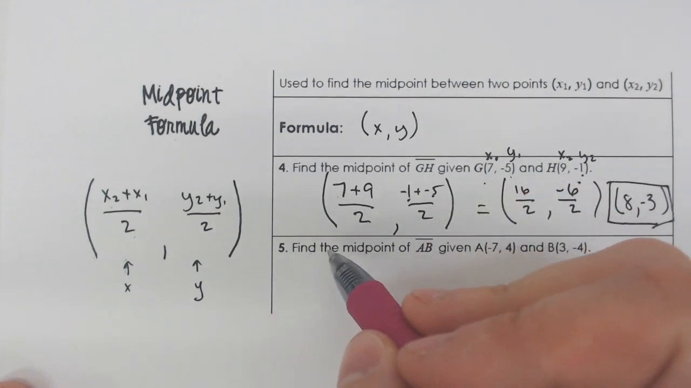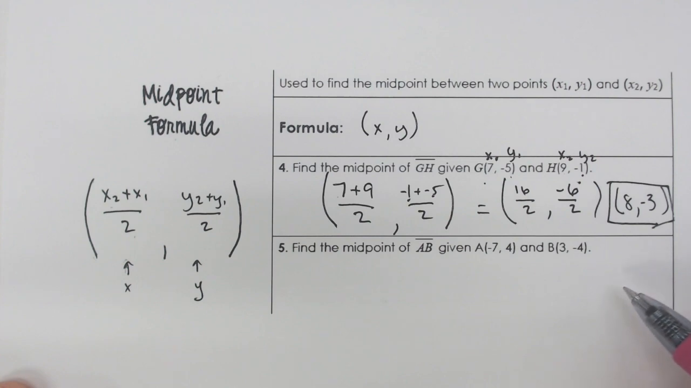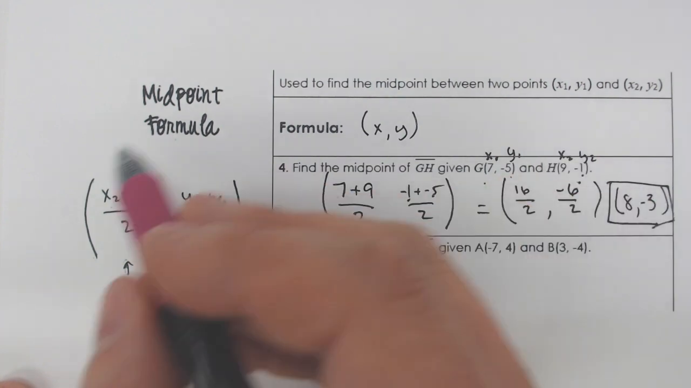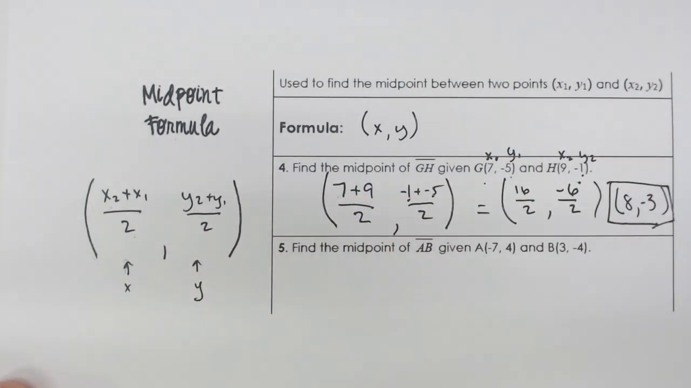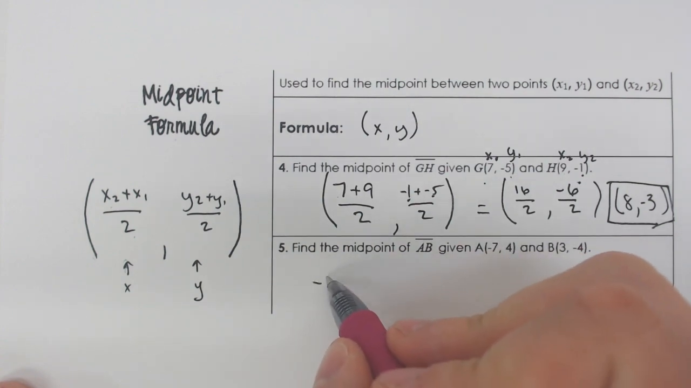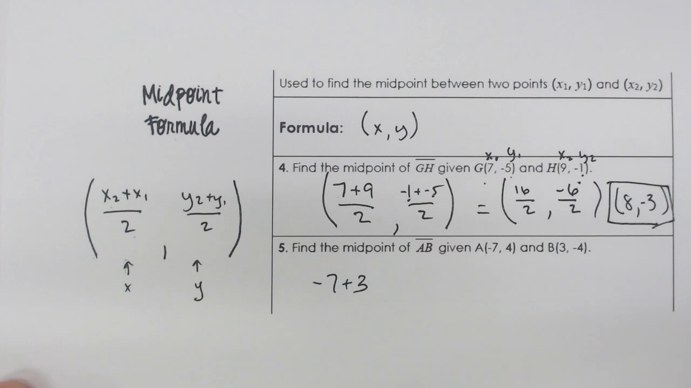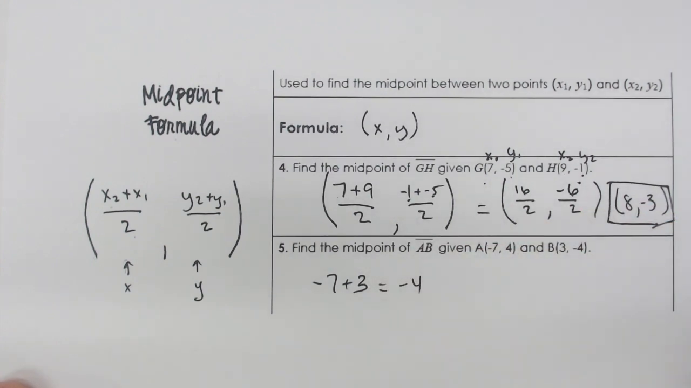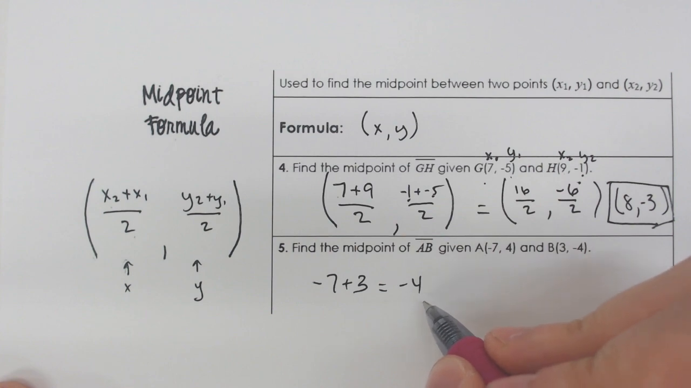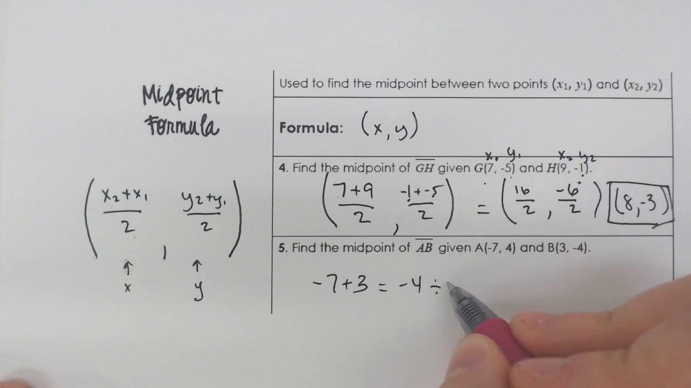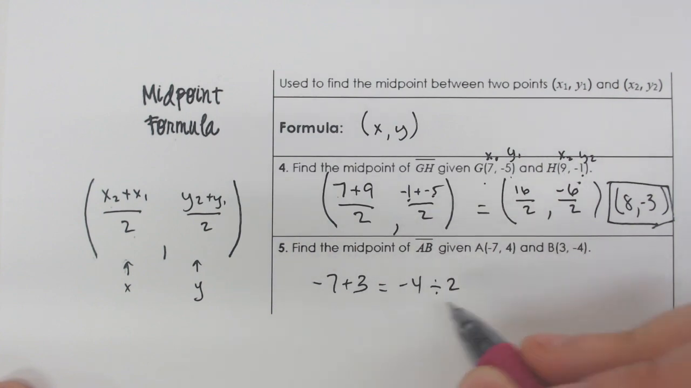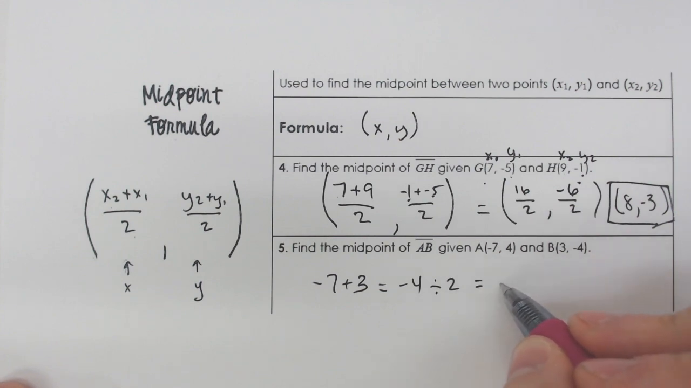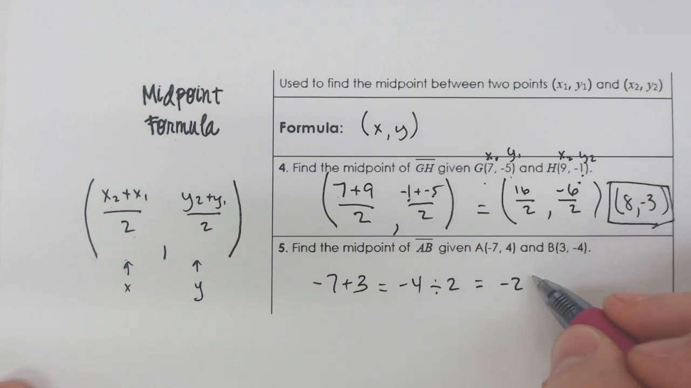All right, next one. Find the midpoint given the following. So even though there's this fancy midpoint, again, all you have to do is add the x's together, so we will add -7 plus 3. What is that? It's -4, right? And then we have to divide by 2. We can divide by 2, or we can write this as a fraction. I'm going to actually just write divided by 2 is -2. That's the x value.